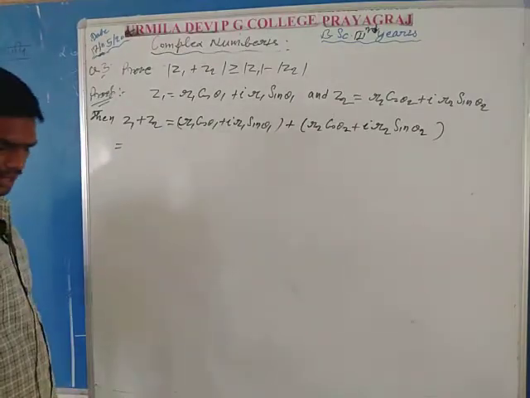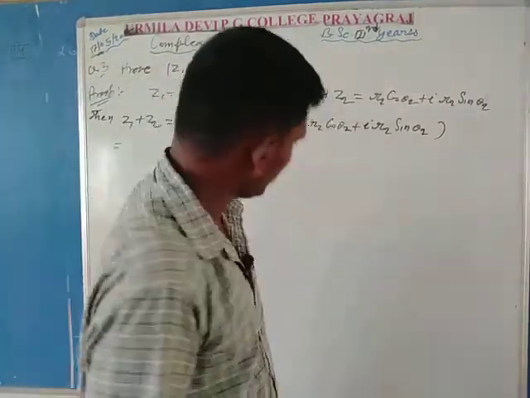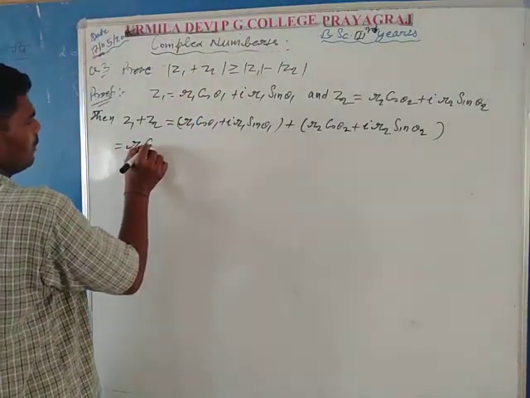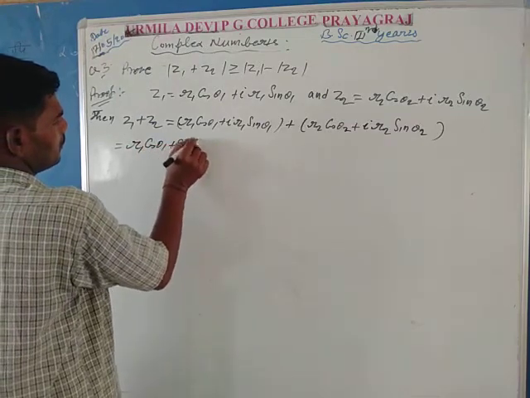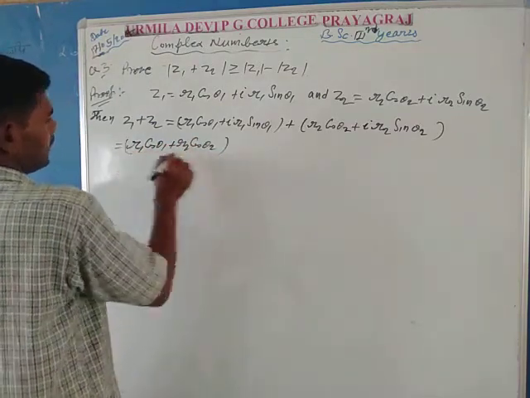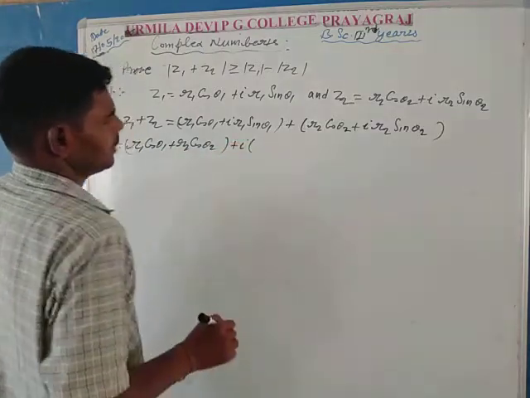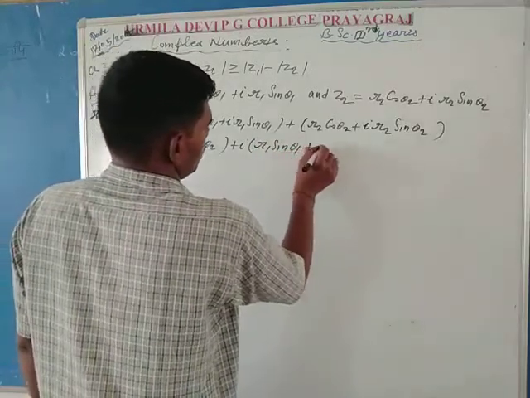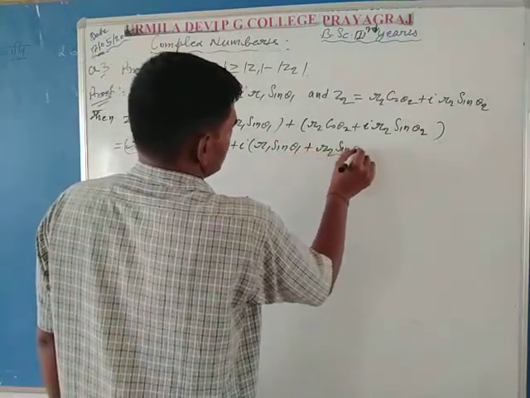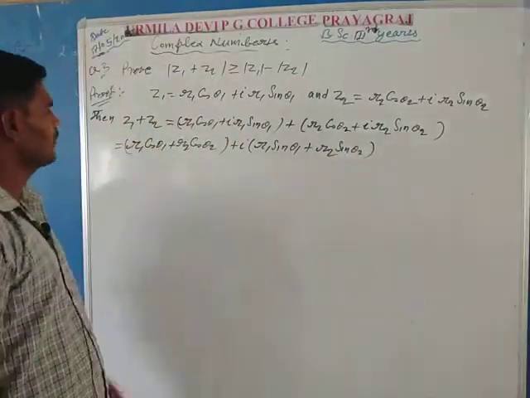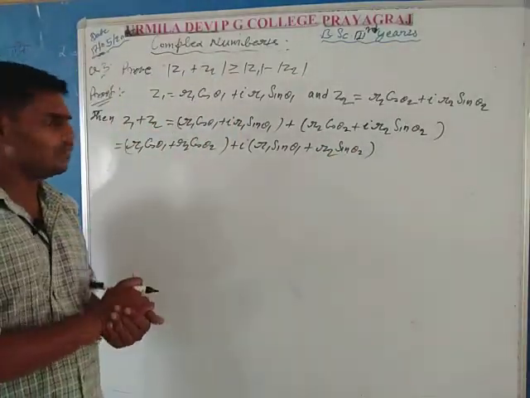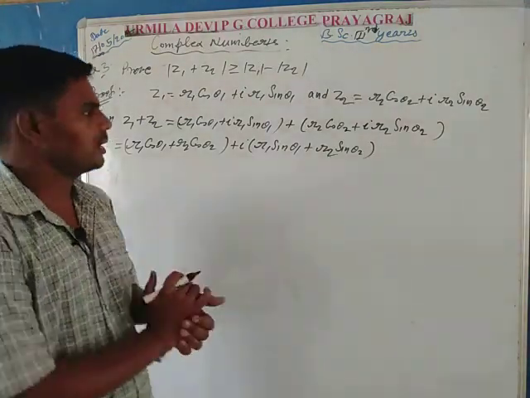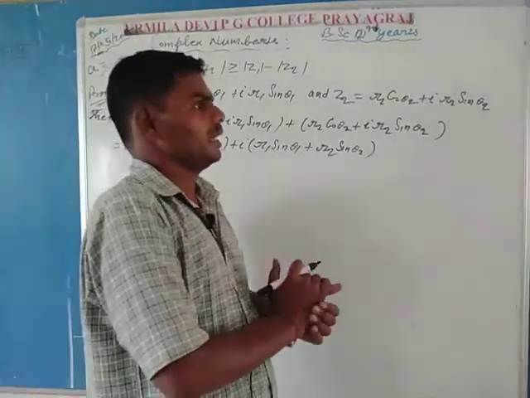By the rules of addition of complex numbers, adding these two complex numbers, real with real: R1 cos theta 1 plus R2 cos theta 2 in one bracket, plus i times the second bracket, R1 sin theta 1 plus R2 sin theta 2. So the value of Z1 plus Z2 is equal to R1 cos theta 1 plus R2 cos theta 2, plus i times (R1 sin theta 1 plus R2 sin theta 2).